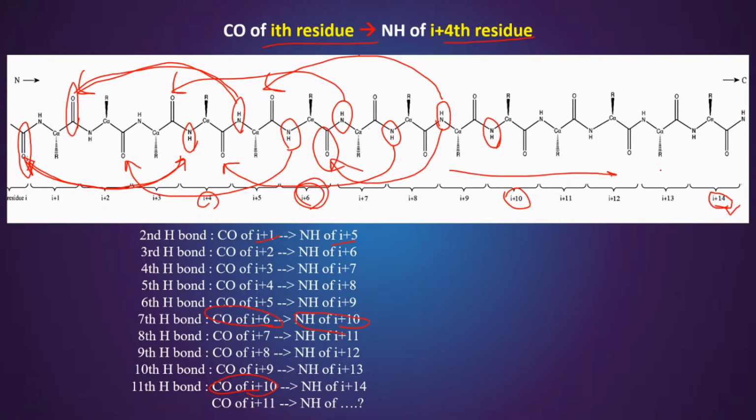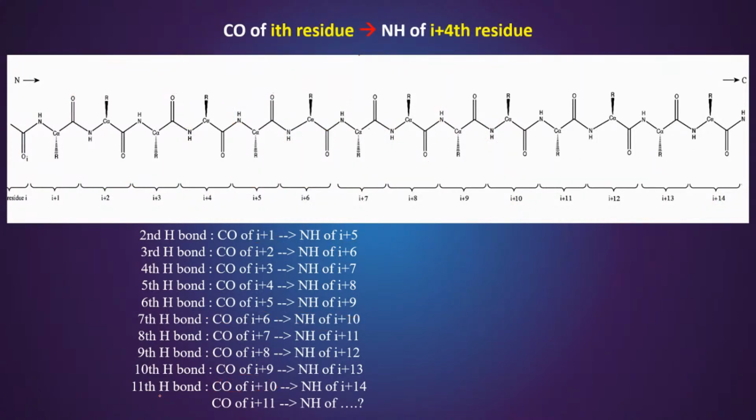And at the end you will get a total of 11 bonds. Now the last four, for example, let's take the CO of i plus 11. So if this has to bond with an NH, what group is required over here? You require the N of the i plus 15th residue, but you don't have that because it is a 15 amino acid peptide. So that's why this cannot form a bond.